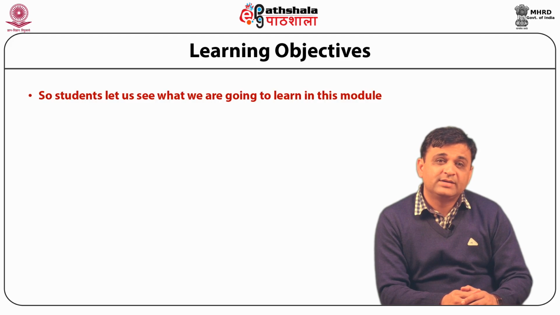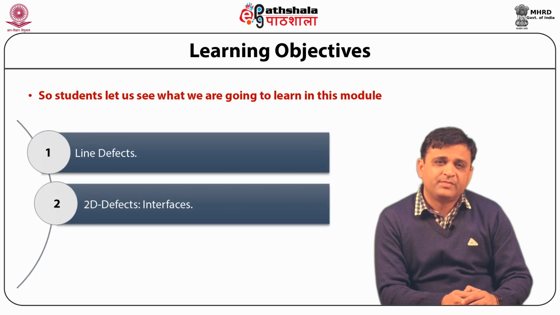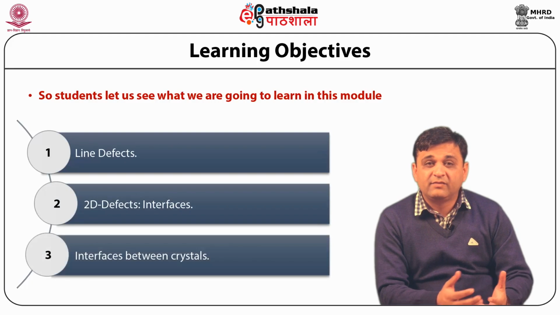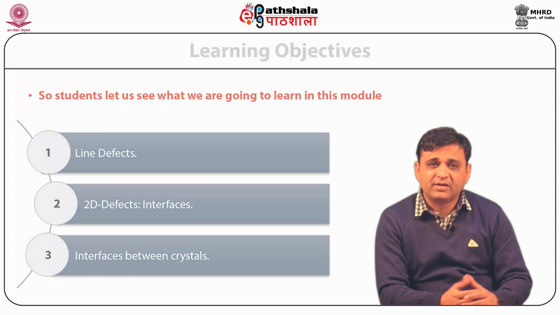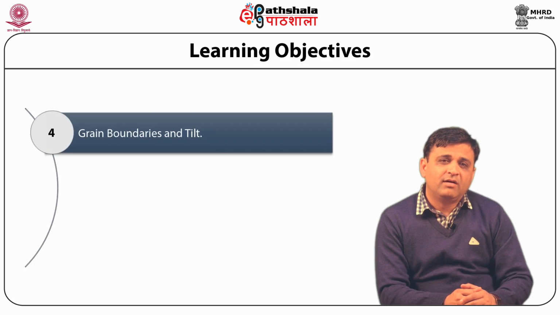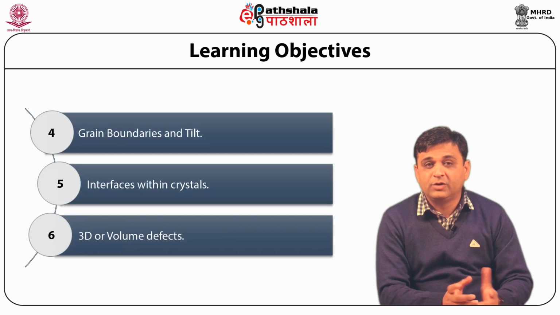In this module, let us talk about line defects. Let us talk about 2D defects, just like surfaces and interfaces, interfaces between two crystals, grain boundaries and tilting of the grain boundaries, interfaces within crystals, and also 3D defects, just like volume defects, and most importantly how to characterize these defects using electron microscopy.